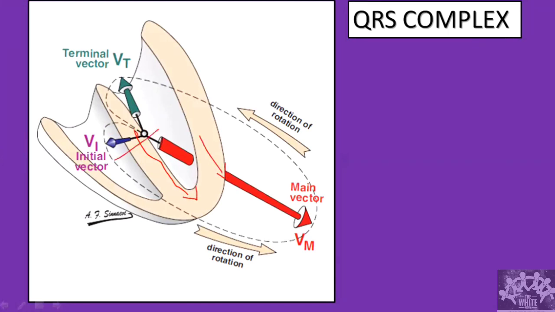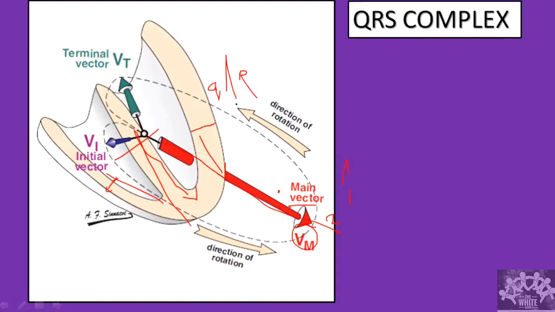Once this is activated, it is going to activate in this direction. Since the LV mass is more than the RV mass, the impulse will go more in that direction. So we get the next wave, which is in this direction, called the main vector. This is the second part. If I place a lead here, I'm going to get an R wave. So this lead will generate a Q wave, followed by a tall R wave.